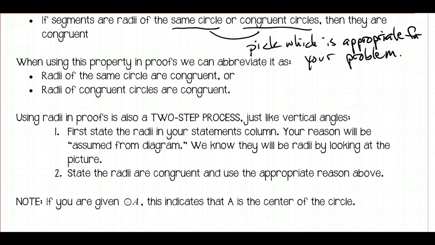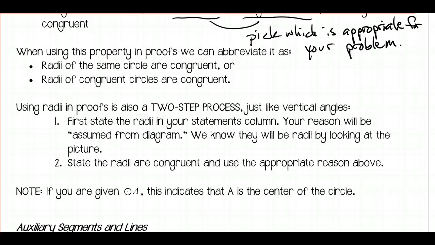Okay, so when we use radii in proofs, and this is a little bit different than the book, we're going to do it in 2 steps, kind of like the way we do vertical angles.